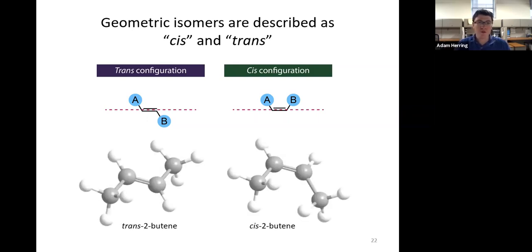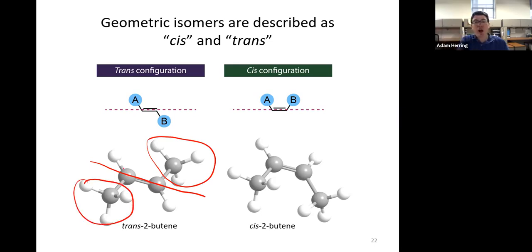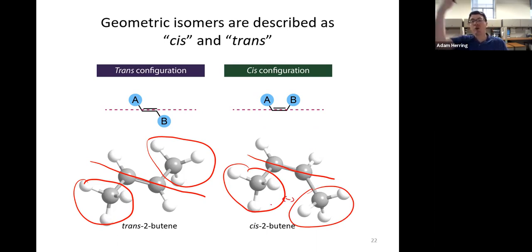So for trans 2-butene, if we draw a line through the double bond and we look at the location of the carbon atoms, we see that you would have to go across the double bond in order to get from one to the other. However, if we draw a line through the double bond of the cis-butene configuration, we see that they are on the same side of the double bond. So we don't have to go across it if we were to draw a line to get to them.